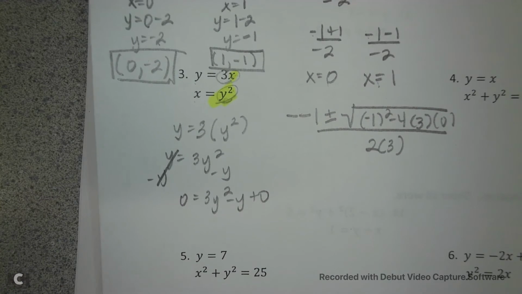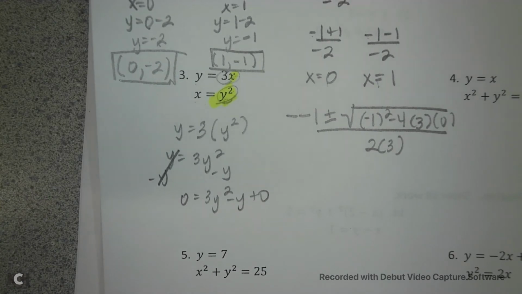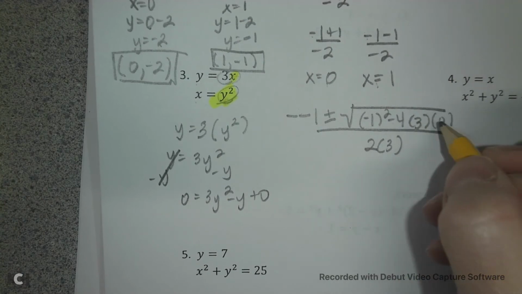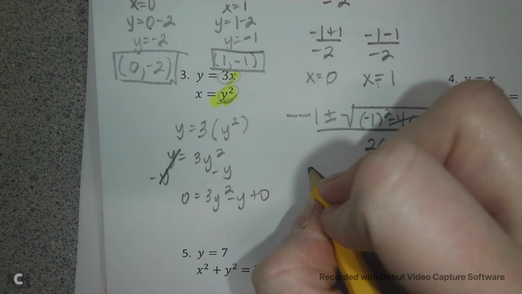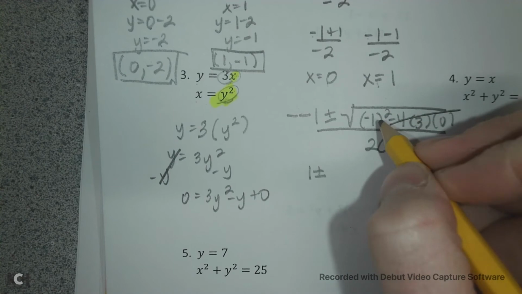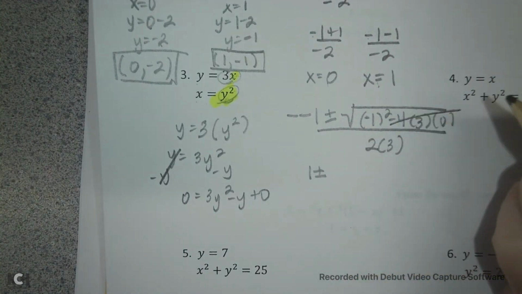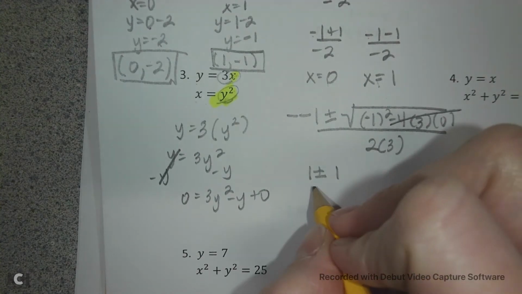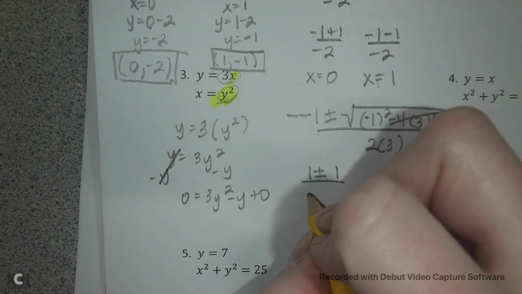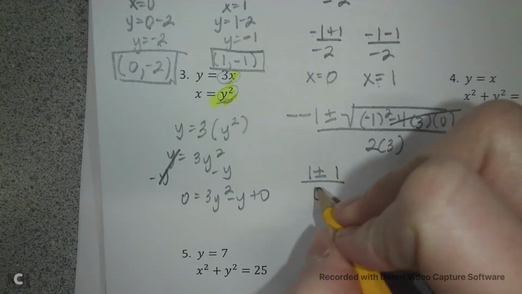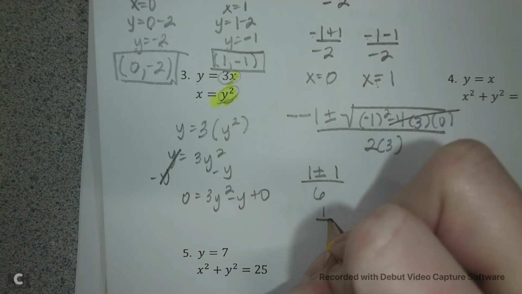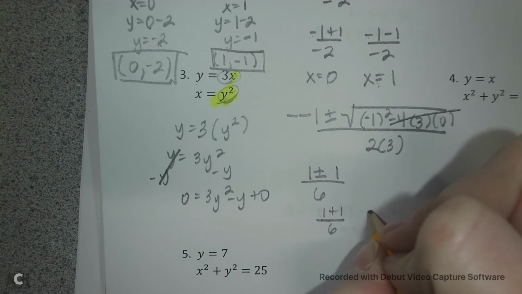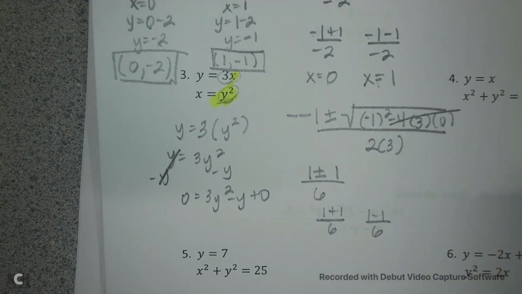Alright, so on this problem, we have the same idea. Negative 4 times 3 times 0 is going to be gone. So we have 1 plus or minus, well, negative 1 squared is 1, and the square root of 1 is 1. So here we go. And then 2 times 3 is 6. So we could really break this up into 1 plus 1 over 6 and 1 minus 1 over 6.